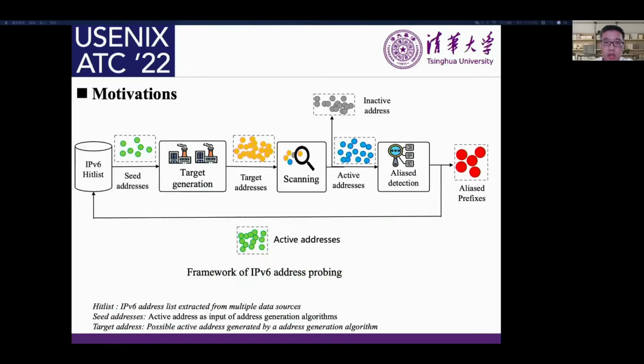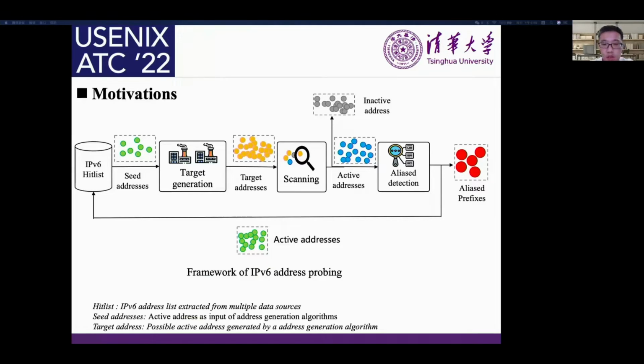First, we introduce the relevant terms. Hitlist is an IPv6 address list built from multiple data sources. Such addresses are active addresses used as seed input for address generation algorithms. Target address is a possible active address generated by an address generation algorithm.